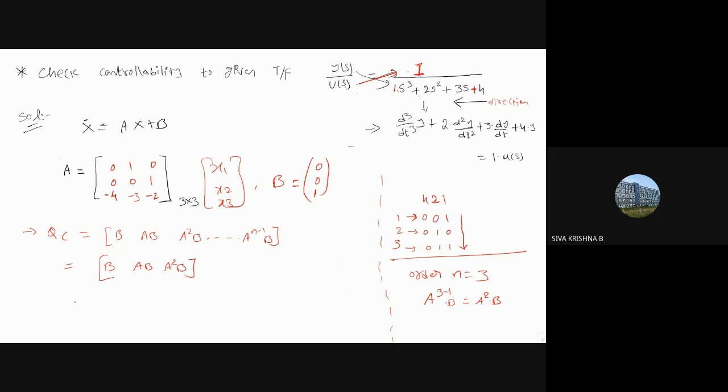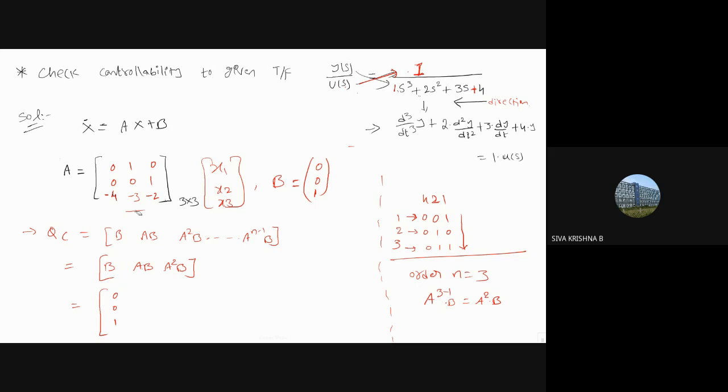Can you tell me what is the B matrix here? 0, 0, 1. What about the AB matrix? AB we have to find. That means AB is nothing but A into B, A multiplied by B. So this is A and this is B.